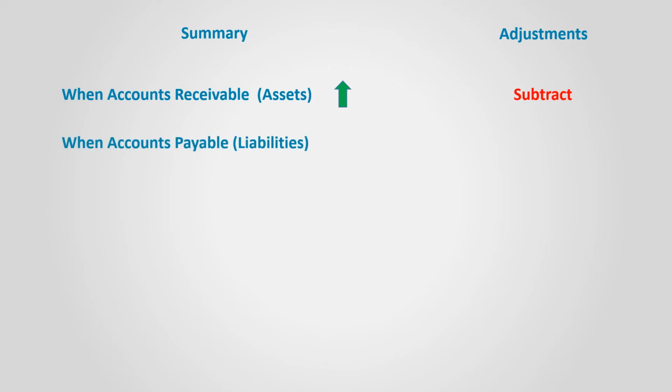Let's summarize and come up with a general rule based on what we illustrated up till now. When accounts receivable or any asset account increases, we will subtract from net income, as this means that we didn't collect all the revenues, or we may have bought assets, which will result in a decrease in cash. When accounts payable, which is a liability, increases, we will add, as this means that we didn't pay and hence cash didn't decrease. Now, what if the opposite happens?